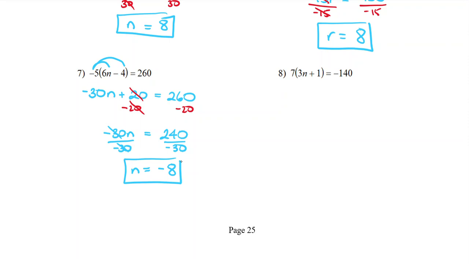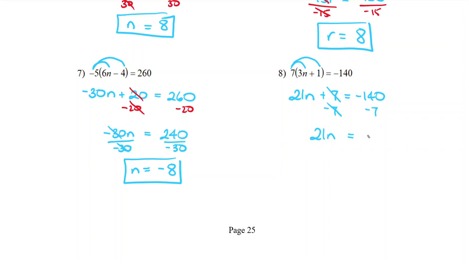Okay. 8 times it out. 7 times 3n. 21n. Then plus 7 times 1. Good. Equals the minus 140. Okay, what are we going to do? Minus 7, minus 7. What's left? 21n equals, are you telling me the final answer? Not yet, I'm not there yet. What is minus 140 minus another 7?